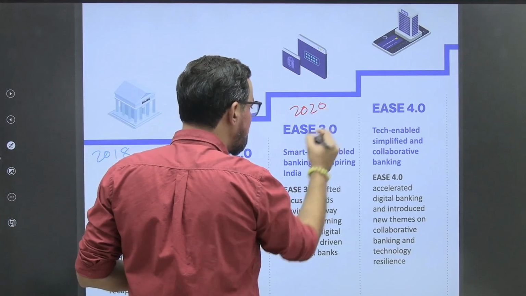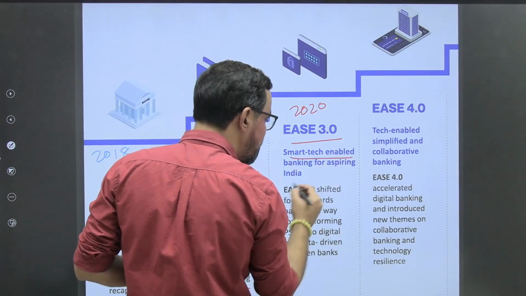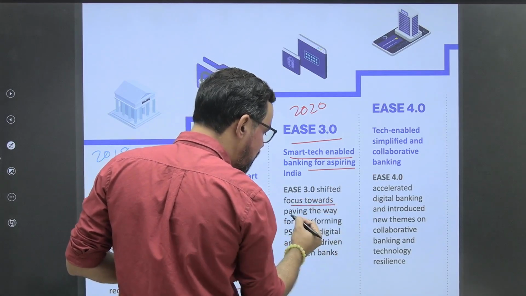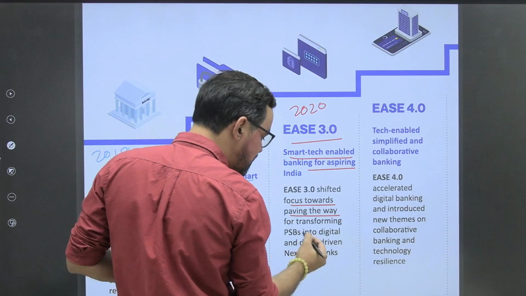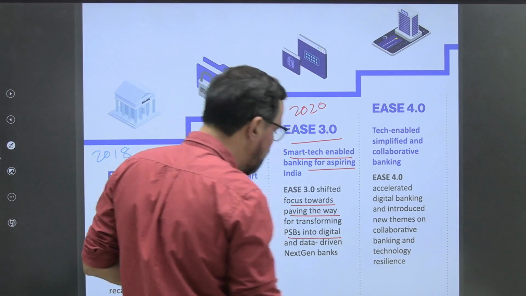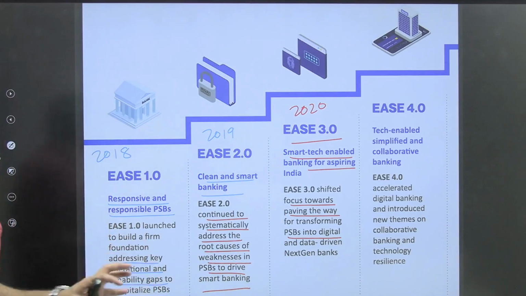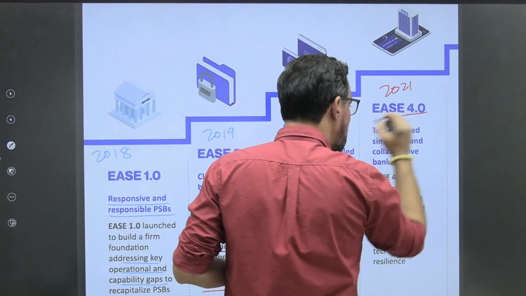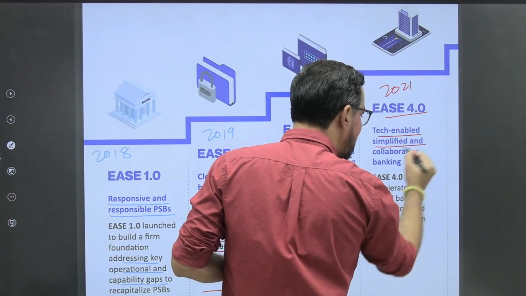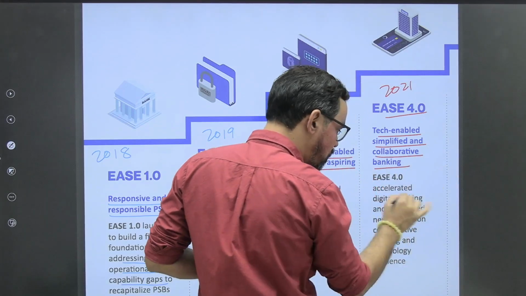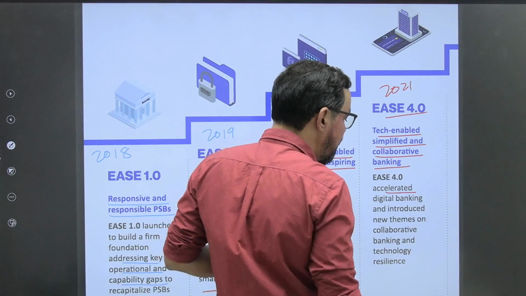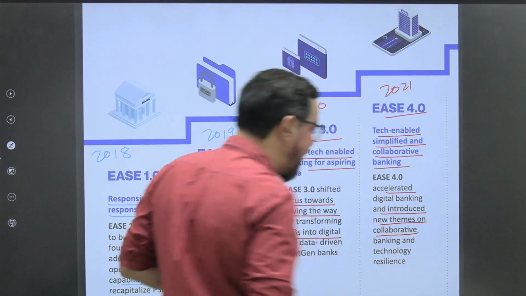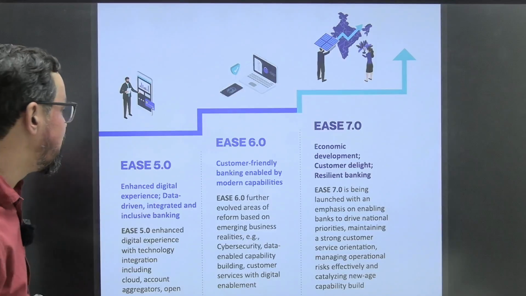2020 is 3.0: smart tech-enabled banking for aspiring India. So it shifted focus toward providing the way for transformation of public sector banks into digital and data-driven next generation banks. 2021 is 4.0: tech-enabled, simplified and collaborative banking. Accelerated digital banking and introduced new themes on collaborative banking and technology resilience.